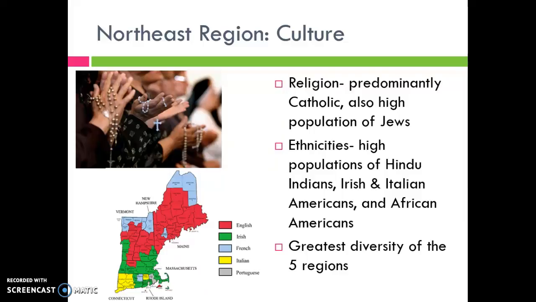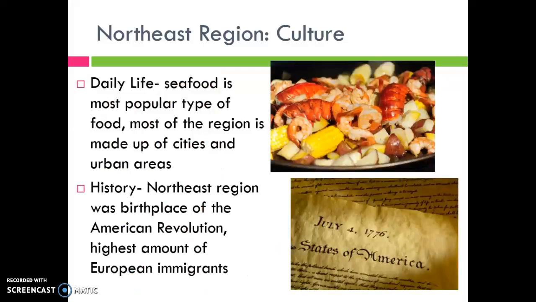There is a huge population of, for example, Western Europeans, being Irish and Italian especially. There's also a high population of African Americans due to the Great Migration, which we'll talk about in history, so never fear. It has the greatest diversity of the entire United States in this tiny region. So if you're ever looking for a place that would be really exciting and get to learn about a lot of different cultures, this would be the place to be.